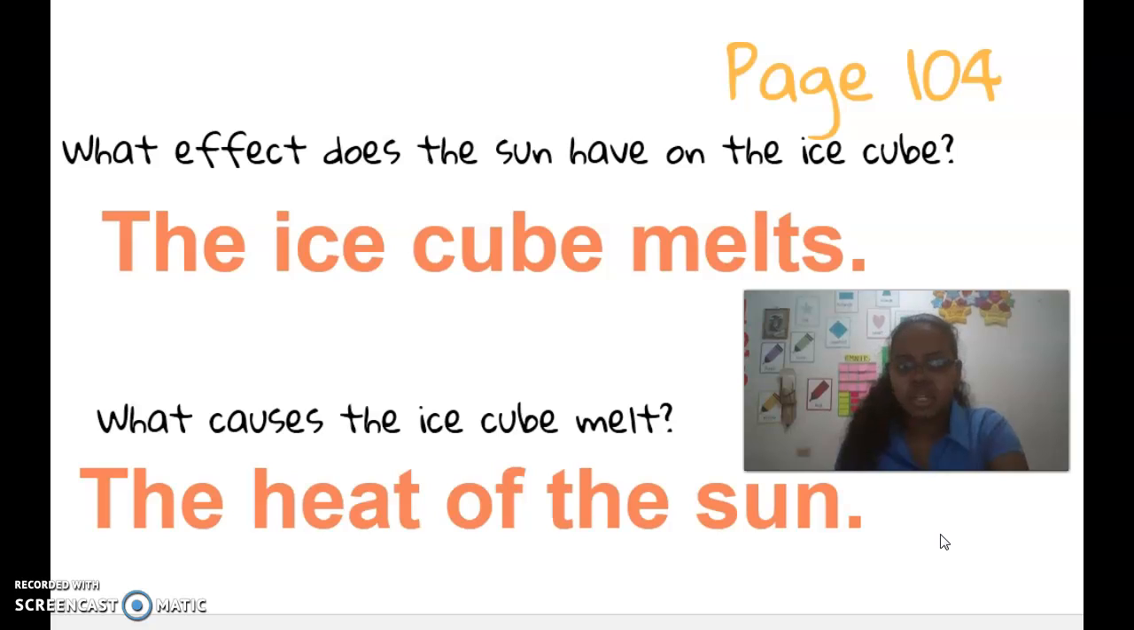Now, you are going to look for book page 104 and you are going to write there two answers for the different questions that you have there. Question number 1 says, what effect does the sun have on the ice cube? And the answer is the ice cube melts. Yes, the ice cube melts. Then in the second one, what causes the ice cube to melt? The heat of the sun. Yes, of course. The heat of the sun is what causes the ice cube to melt.